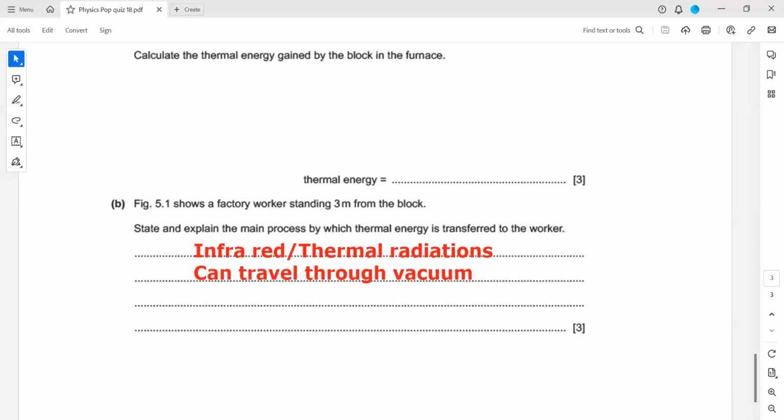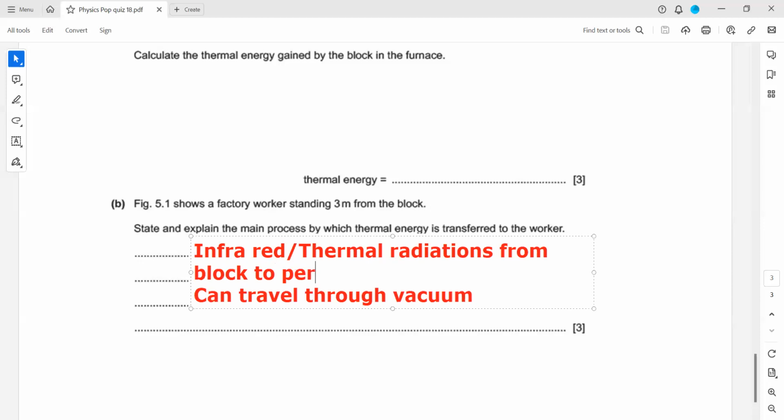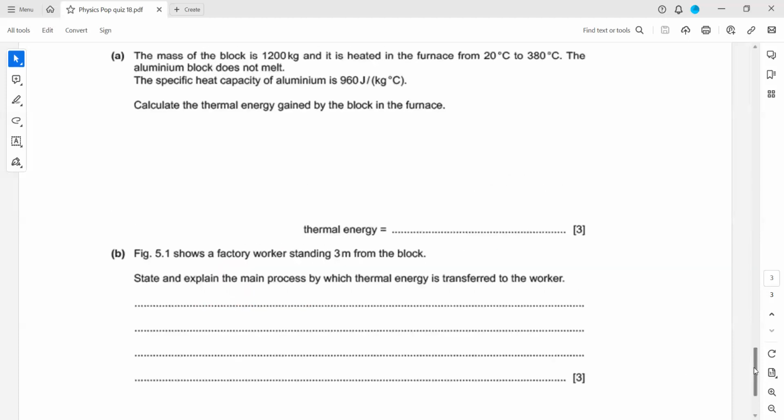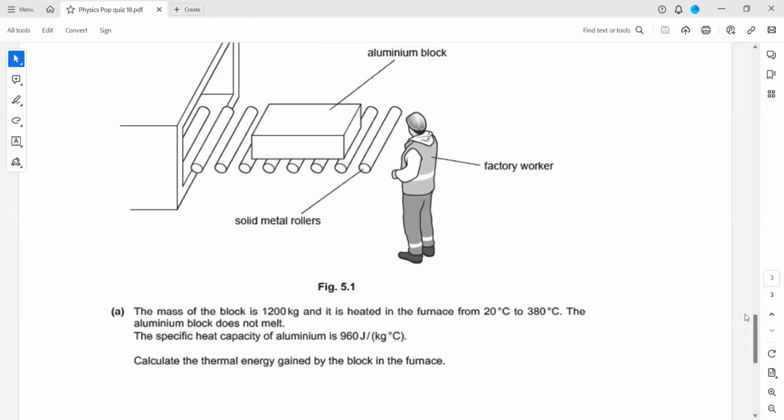And so for infrared radiation, 1 mark is for mentioning the thermal radiation. 1 mark is for mentioning from block to the person. And these radiations are absorbed by the person, and because this radiation can travel without a medium, that's why a person will feel the heat. Is it clear, the last part B of question 2?